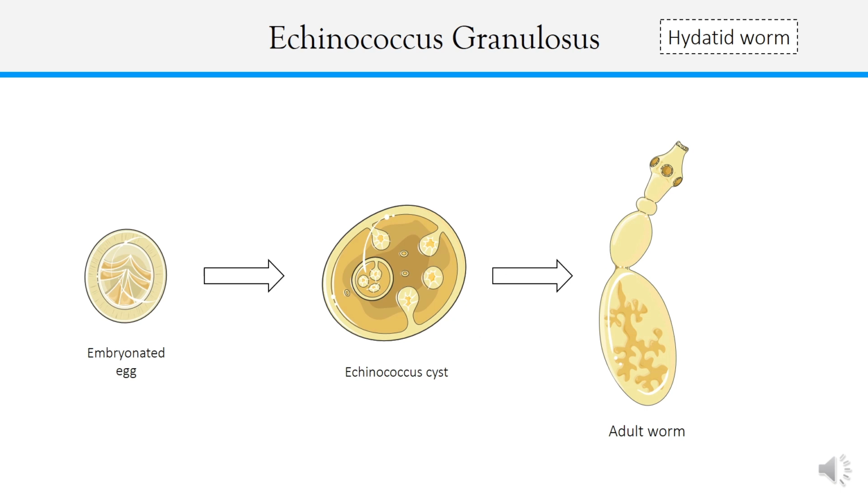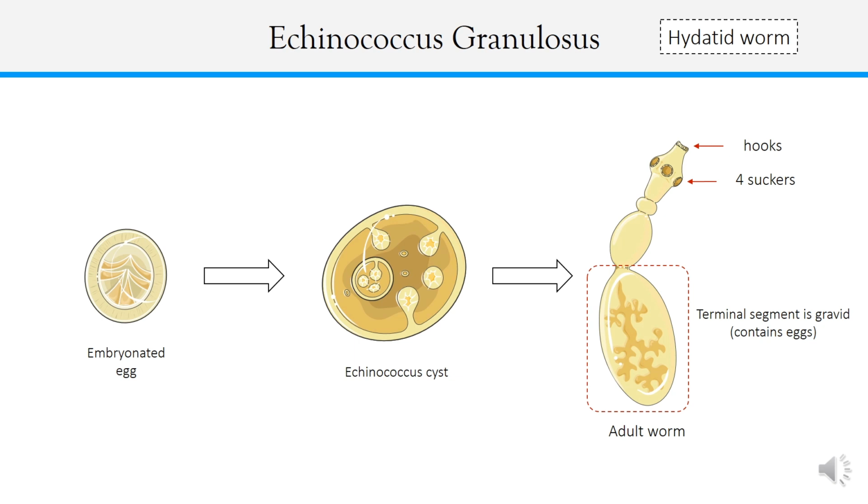And here you may see a schematic illustration of how the adult worm looks. The adult worm actually is quite small. Its length is not so big. It is equipped with hooks and suckers. And here you may see a schematic illustration of the terminal segment of this parasite that contains eggs.